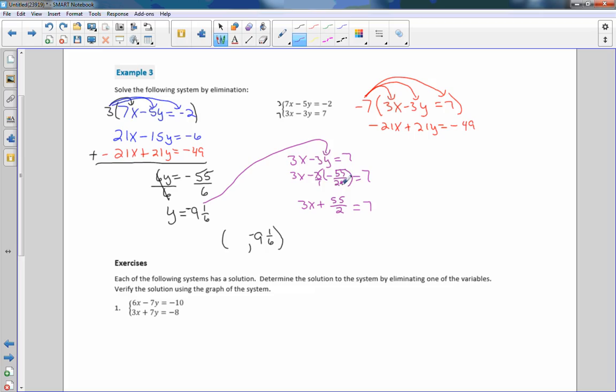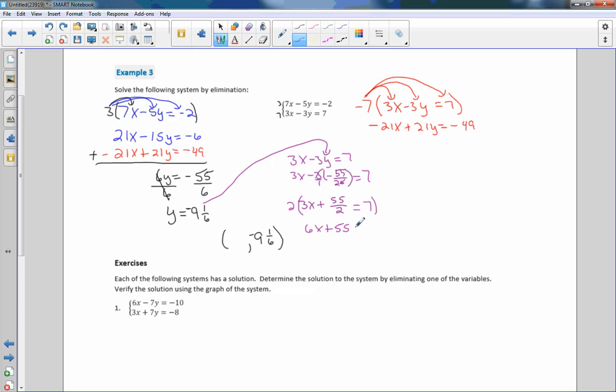Negative 41/6. 6 times 6 is 36, so that's a negative 6, the remainder of 5. So it's negative 6 and 5/6, comma, negative 9 and 1/6.